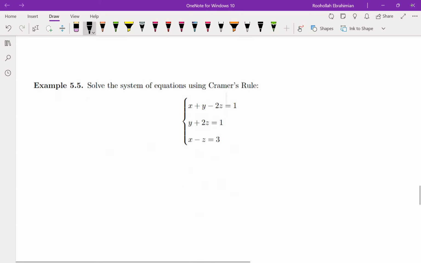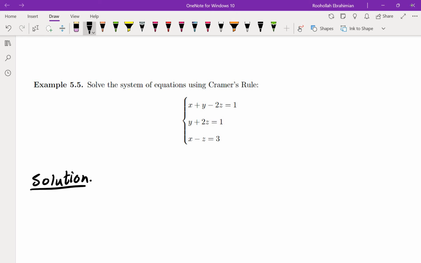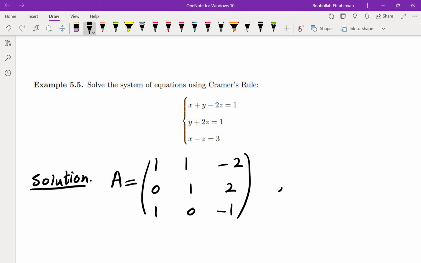Now, let's do an example for Cramer's rule. Solve the system of equations using Cramer's rule. So we have a system of equations. Let's write down the matrix A. The coefficient matrix would be 1, 1, -2, 0, 1, 2, 1, 0, and -1. And the constants on the other side are 1, 1, 3.